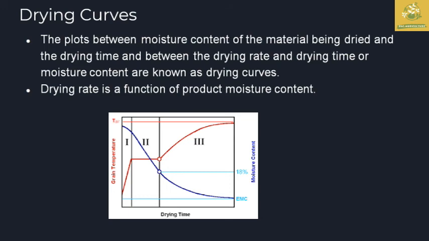And now I am going to tell you about the drying curves. The drying curves are plots of the moisture content of the material being dried against the drying time and the drying rates. Drying rate is a function of the moisture content present in the product, at which rate the temperature and the product can be taken out based on the time.